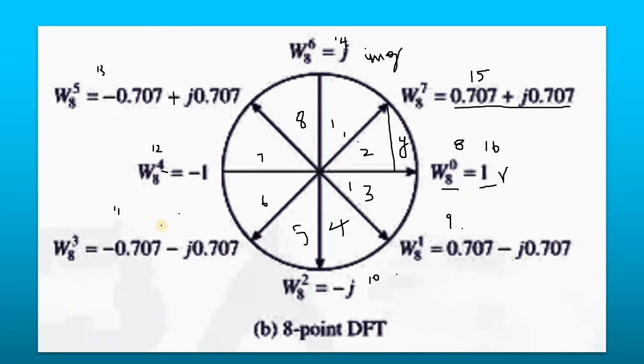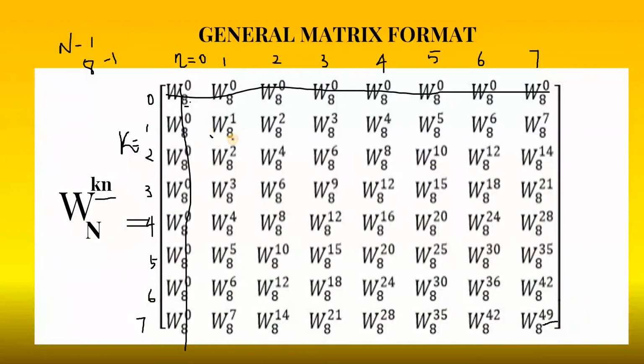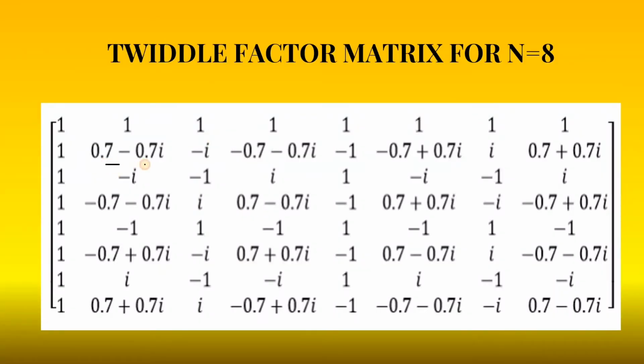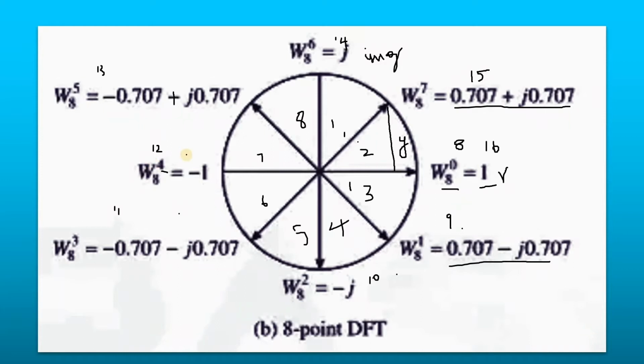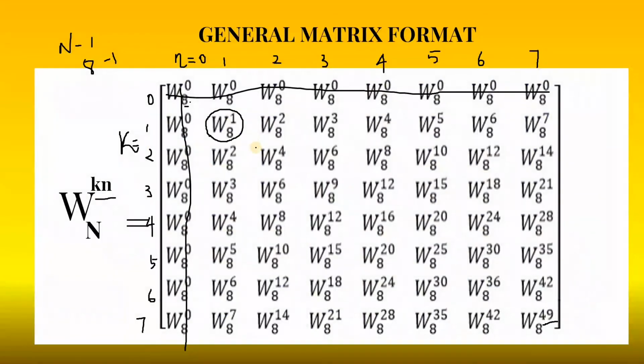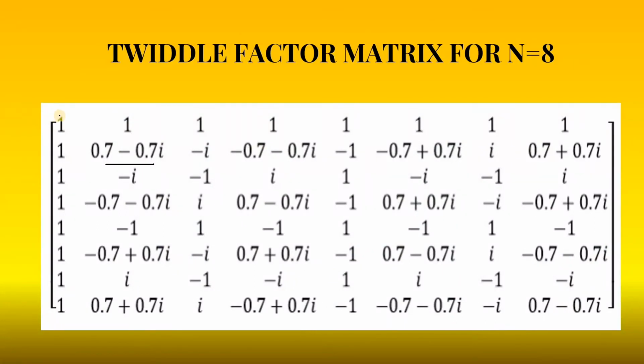Then look, omega 1 of 8 is going to be this value. So check here, we have only one value here. Just substitute this 0.707 minus j 0.707 in omega to the power 1. Just do as directed. Substitute each and every value into the general matrix format. You will get a beautiful matrix, the Twiddle factor matrix for N equal to 8.